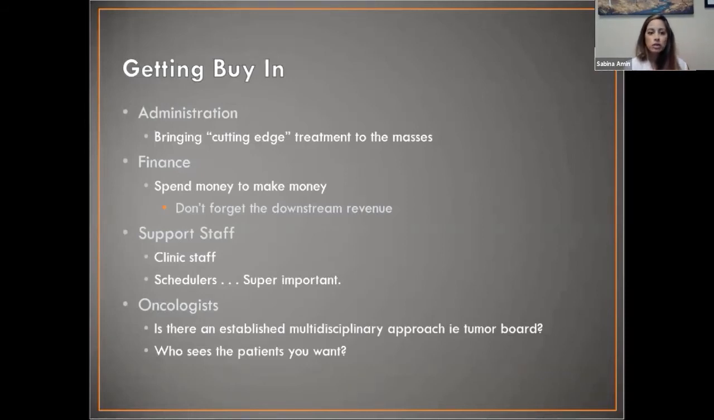The other thing you want to really look at is your support staff. Your clinic staff and your schedulers become incredibly vital to the entire operation. And your oncologist. Is there already an established multidisciplinary tumor board? And who sees the patients you want? So make sure to meet with your GI docs and your med oncs. They're frequently the first to see new liver masses, not just in the setting of cirrhosis, but also in newly diagnosed metastatic disease.